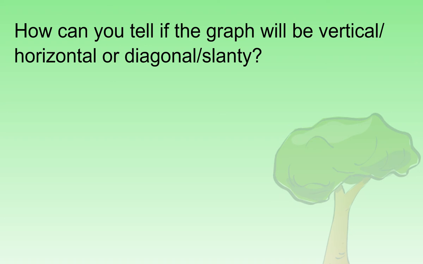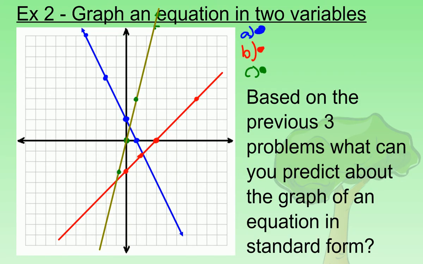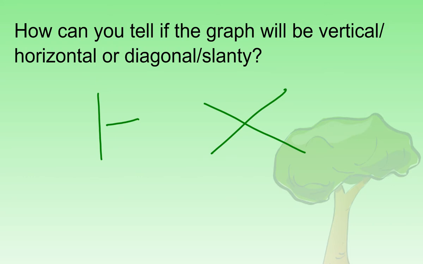So how could you tell if the graph will be vertical or horizontal or diagonal, slanty? How can you tell if the graph is going to be one of these or a slanty one like those? Basically, the first type of problem we did or the second type of problem we did. How can you tell the difference? Look back at the problems and what do you notice? Okay, so what did you notice?